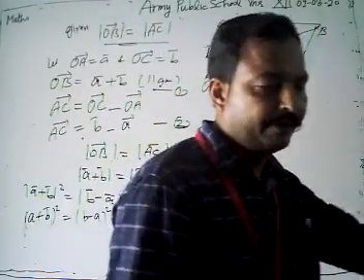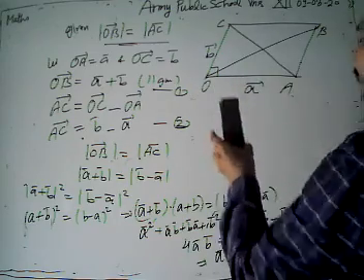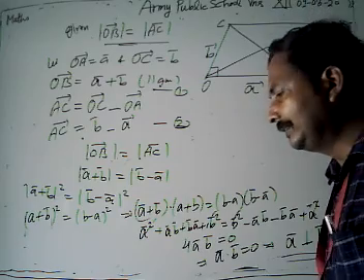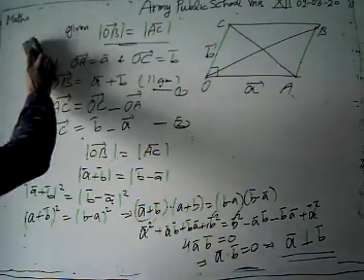Then we have shown that vector A and vector B are perpendicular to each other, which means angle O is 90 degrees. Hence in the parallelogram all angles are 90 degrees, so it is a rectangle.